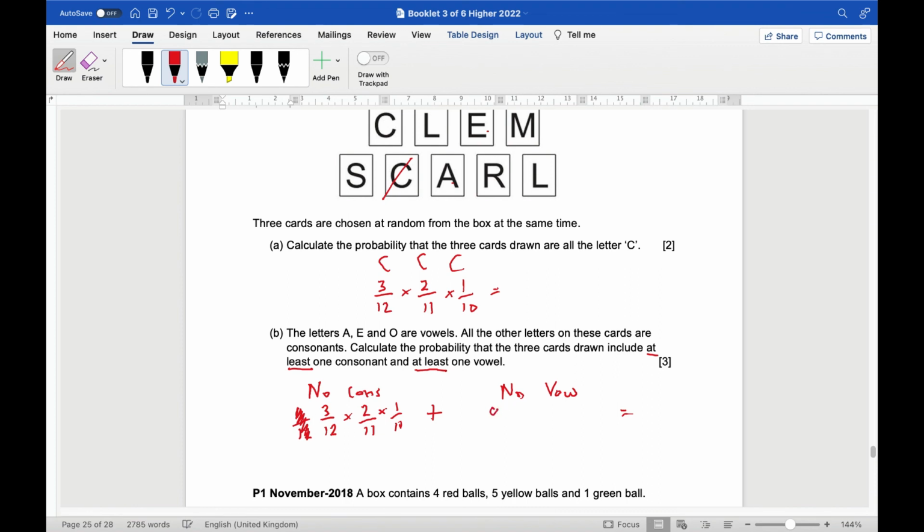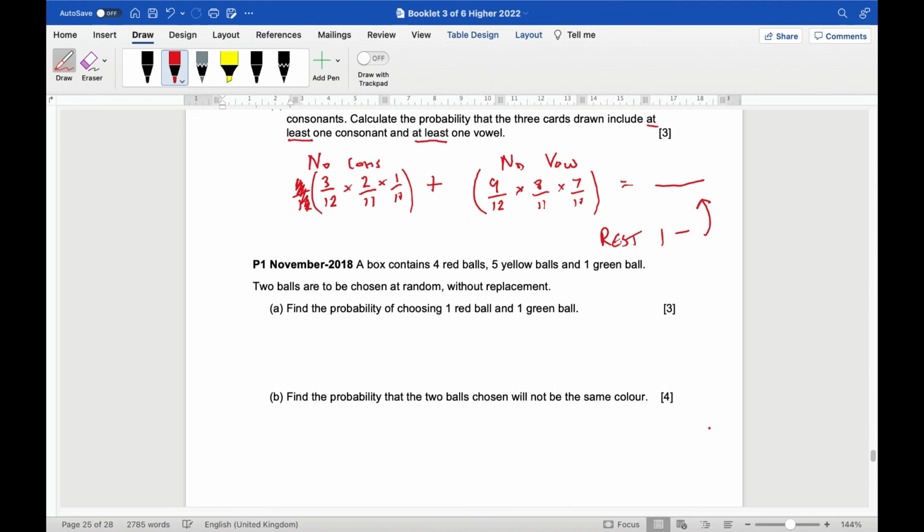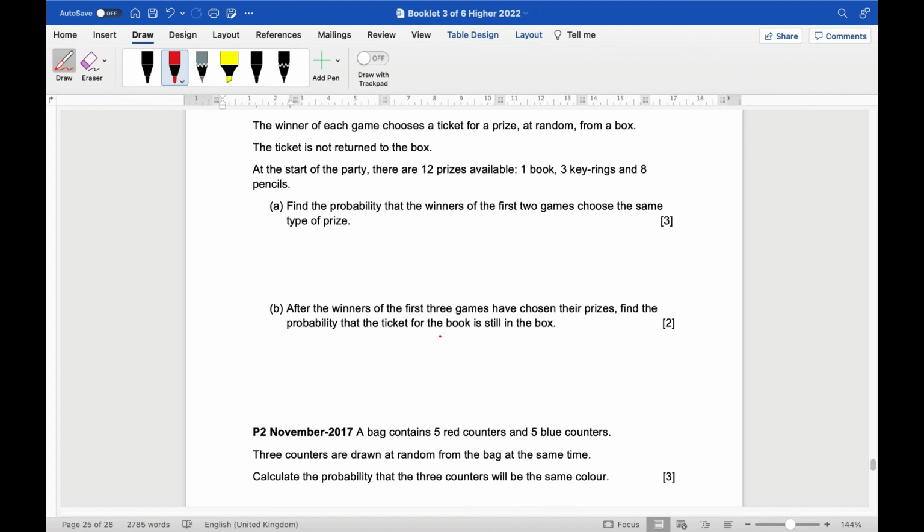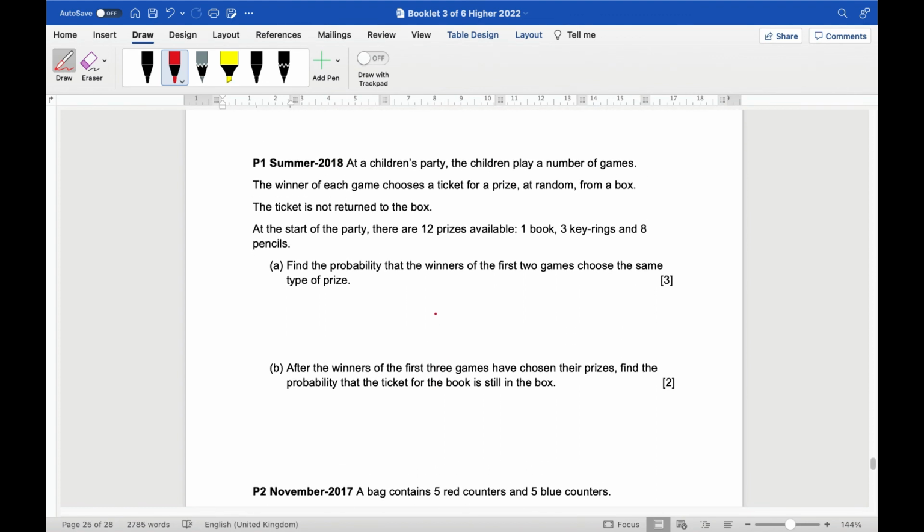The chance of having no vowels is a lot higher because there's 9 out of 12 which are not a vowel, followed by 8 out of 11, followed by 7 out of 10. Probability of not having a consonant there, probability of not having a vowel there. Every other combination has at least one consonant and at least one vowel in it. So whatever that works out to be, it's the rest that we need, or one take away that. Okay? Where's that at least again? Just be wary of what's going on here, okay?